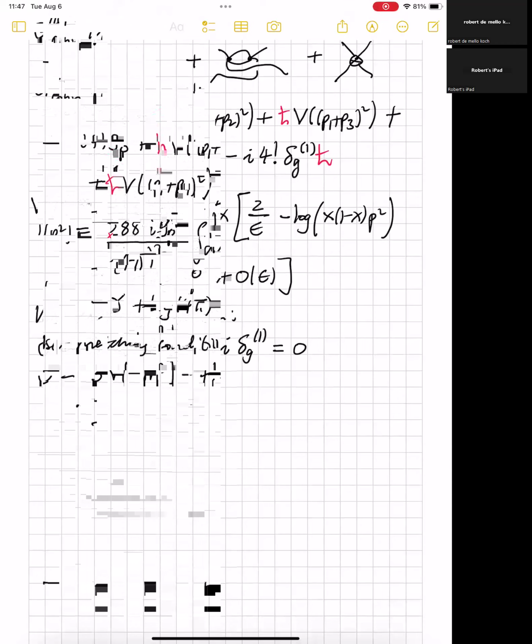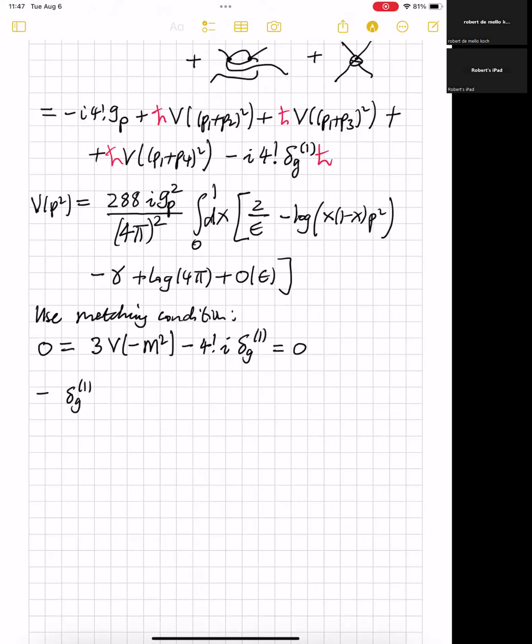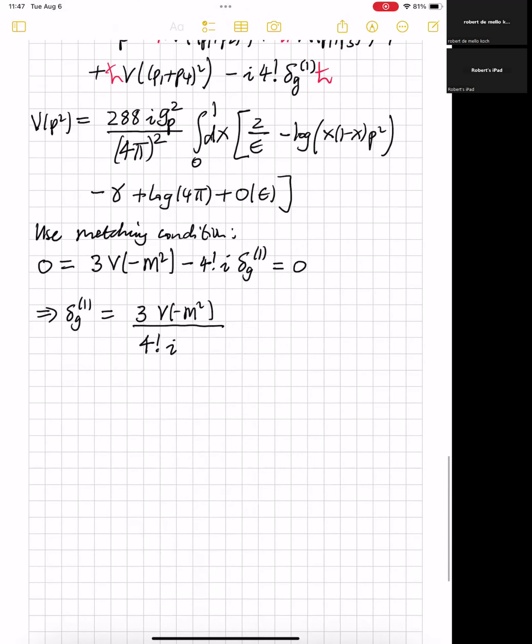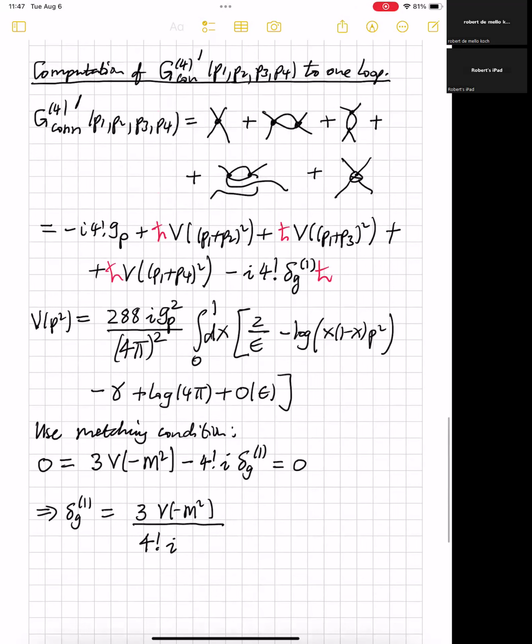So if we solve for delta G1, that's an easy thing to do. This tells us that delta G1 is equal to 3 times B of minus m squared divided by 4 factorial i. Okay, good. So now let's plug in the value of this counter term. Maybe just to labor the point a little, the matching condition has determined our counter term, as we said that it must.